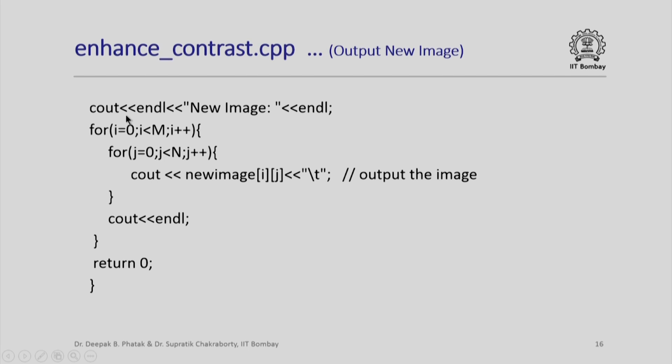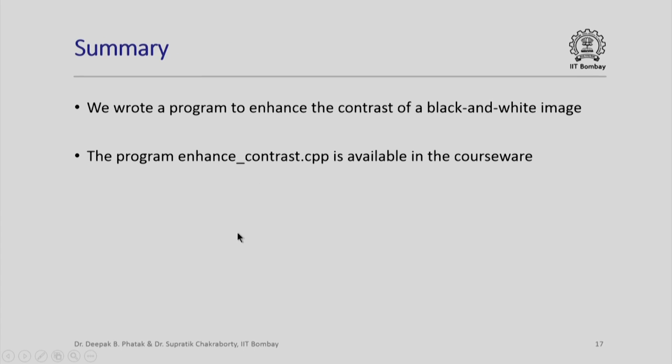Finally, I produce an output. Notice that here again I am using a \t to separate out values by a tab character. Notice that after printing every row there is an end of line, so that I will get a decent printout. So, you will see that this program will calculate the enhancement of contrast operation and the new image that we so get. In summary, we now wrote a program to enhance the contrast of a black and white image.